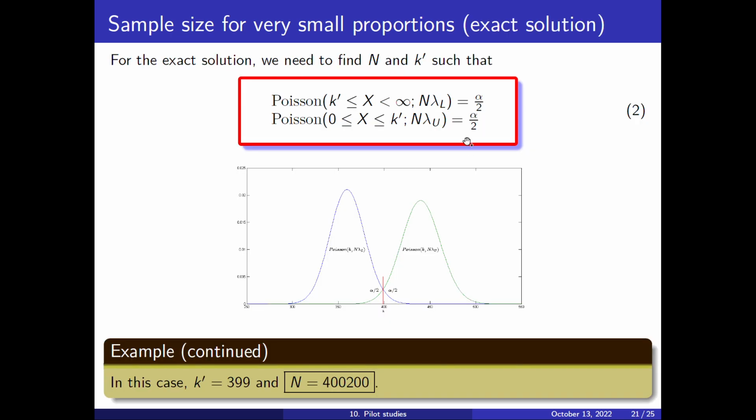Okay, and then we have to find the critical values k prime such that from that point to the left you have alpha half, and to the right you have alpha half. So you calculate k prime, and the n is 400,000. And again, the problem is all the time the same: these are very rare events, so in a small sample size you will not see them, and on top of that you want to be very precise, so that is why you get such a huge number.